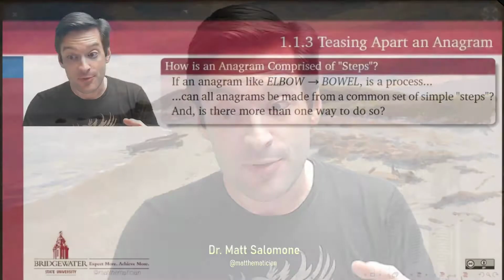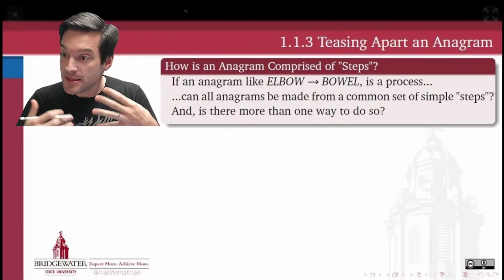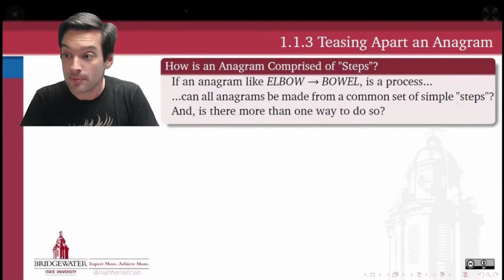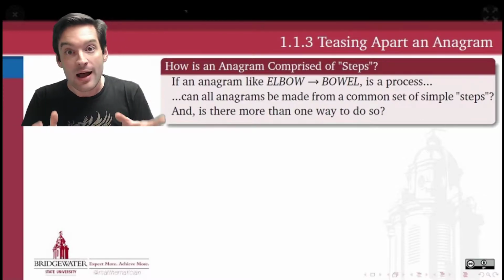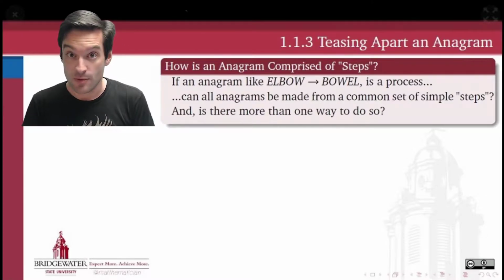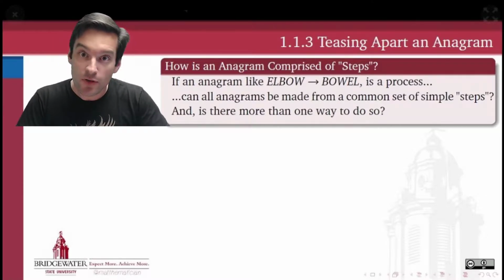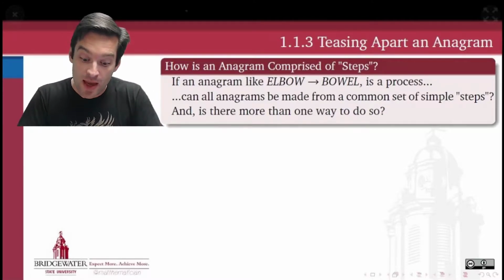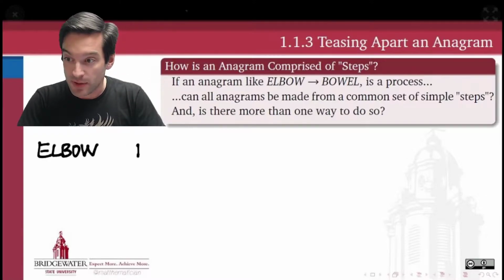So what happens if we ask that question about anagrams? We might say, is it possible for all anagrams of a certain word length to be able to be built out of a common set of simple steps, building blocks? And if there is such a way, is that way unique, or could there be more than one way to write a given anagram out of the same basic set of simpler building blocks?